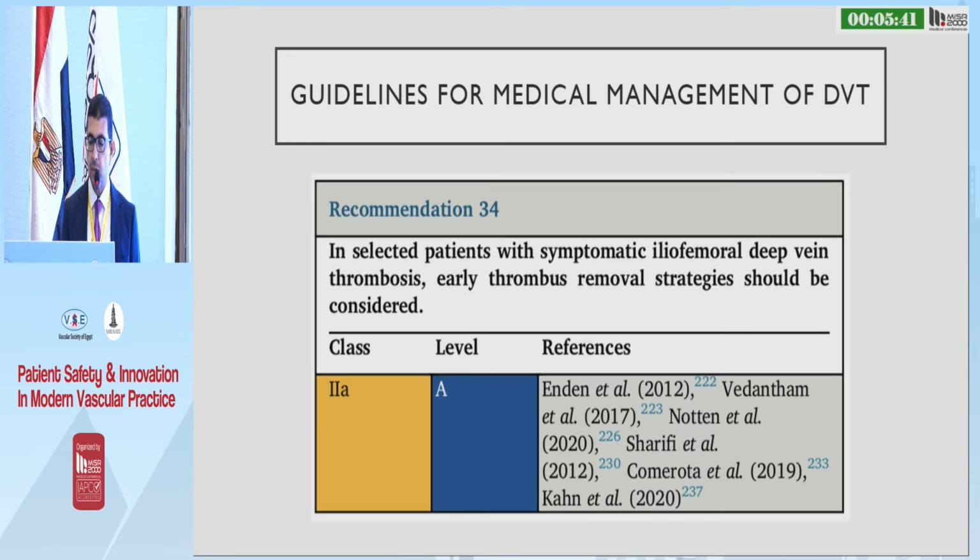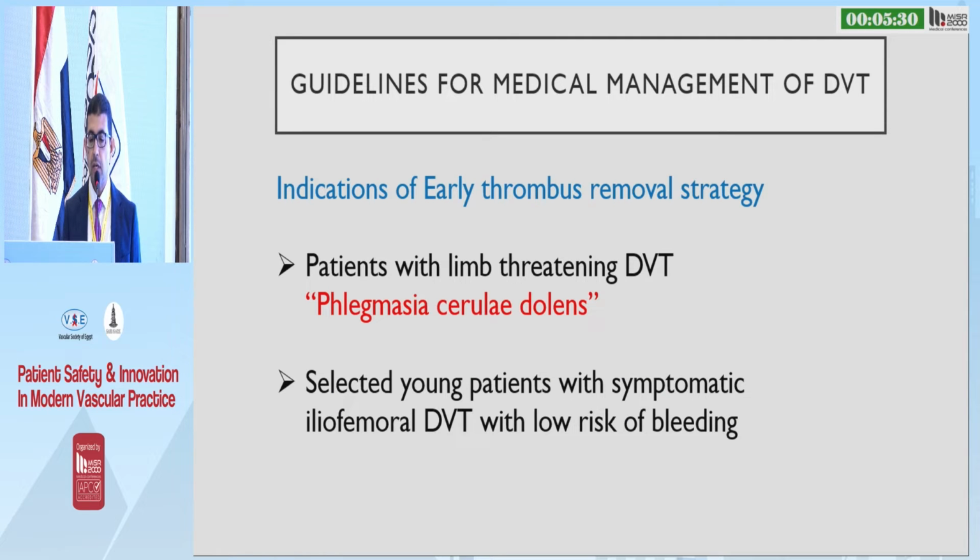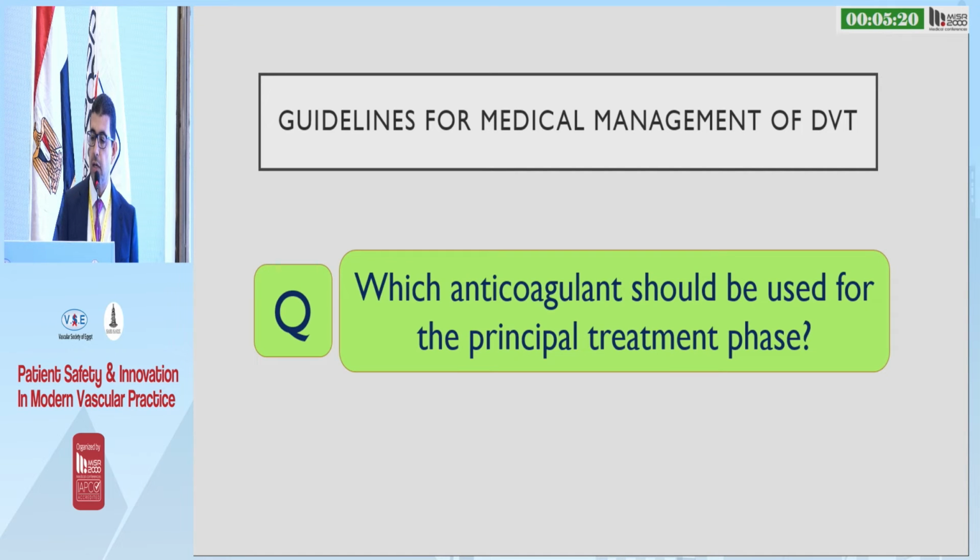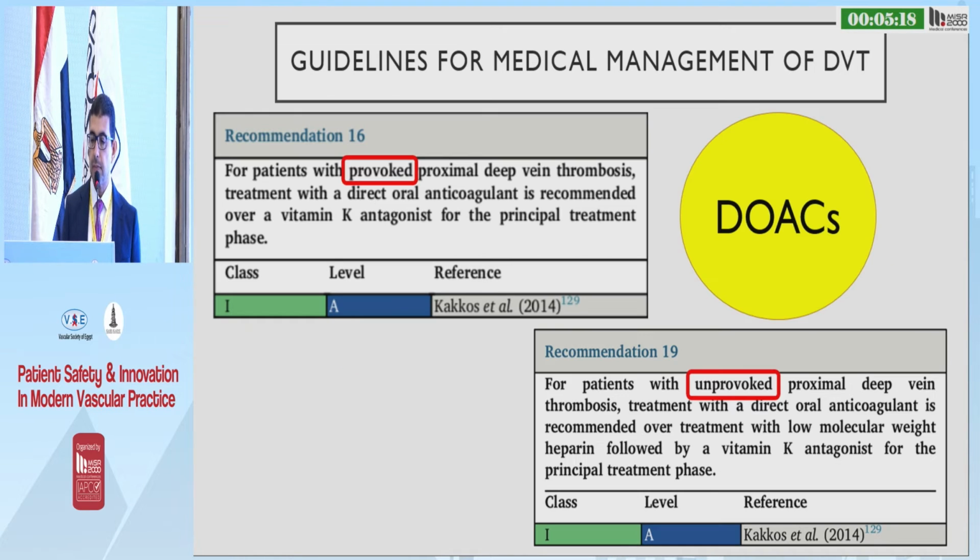As my colleague mentioned, most of the patients are treated conservatively, but in selected patients with symptomatic iliofemoral DVT, early thrombus removal strategy should be considered. These indications include patients with limb-threatening DVT and selected young patients with symptomatic iliofemoral DVT with low risk of bleeding. Which anticoagulant should be used for the principal treatment phase?